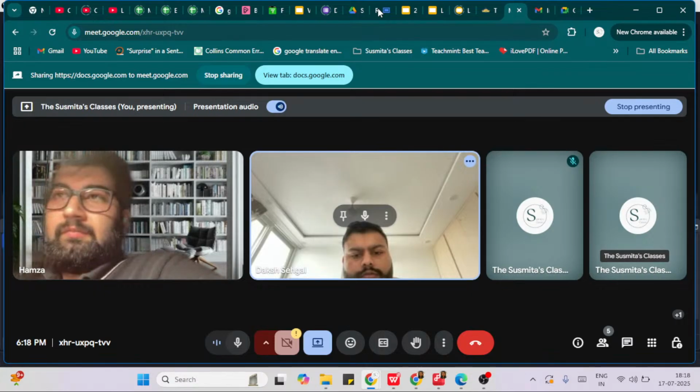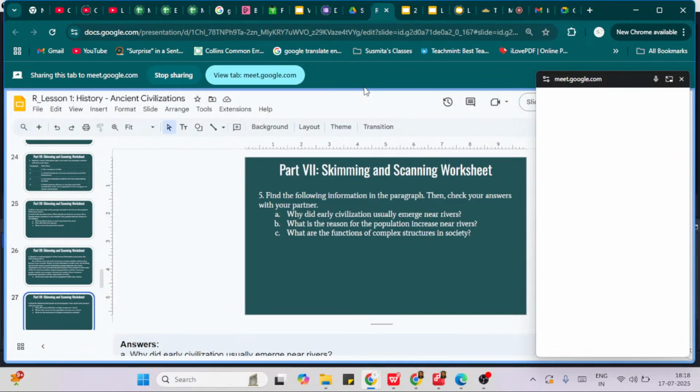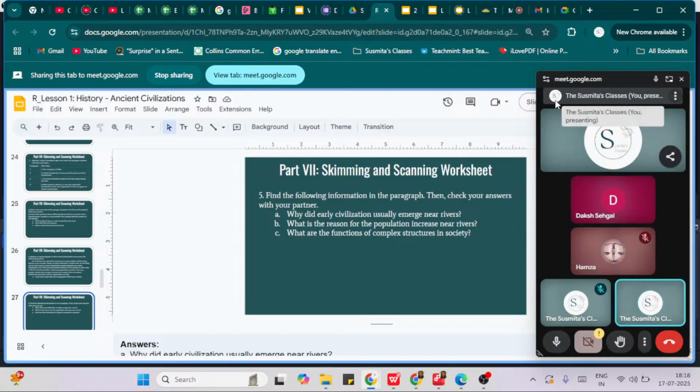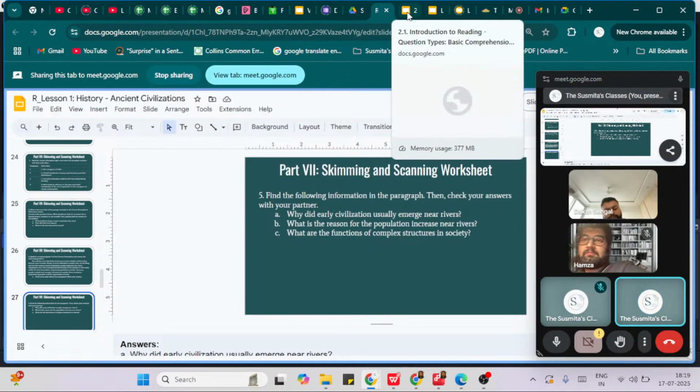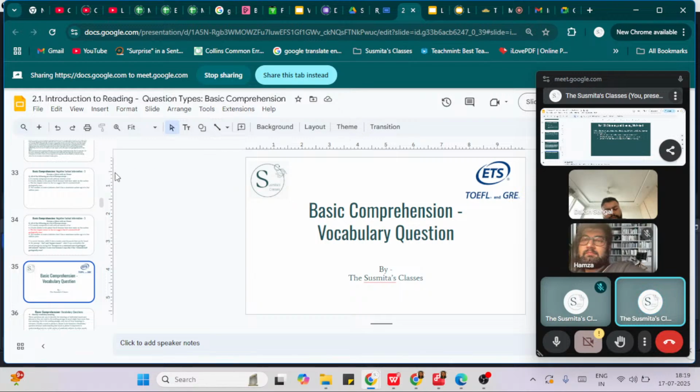Very good. Now, the way Hamza said, that is the format of the test again. You will always start with your reading section first, then you will move to your listening section, then you will move to your speaking, then you have writing at the end.